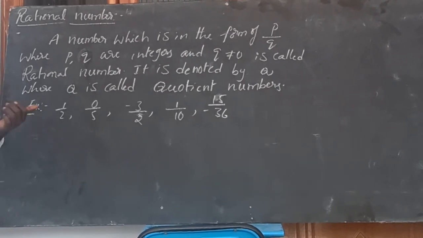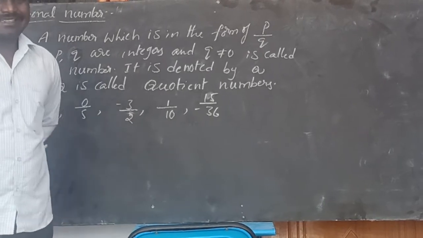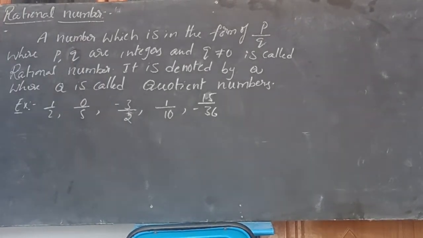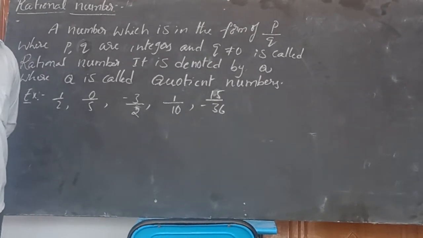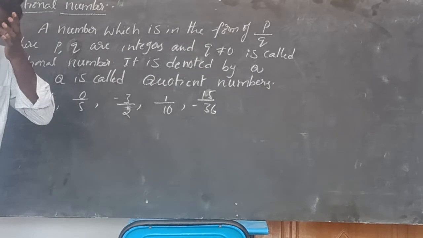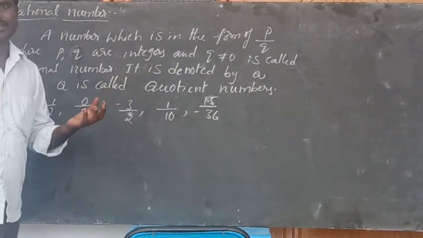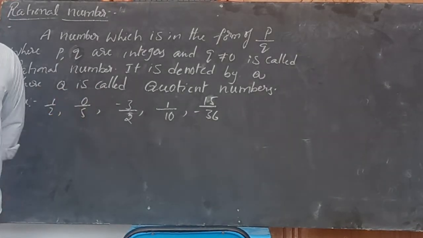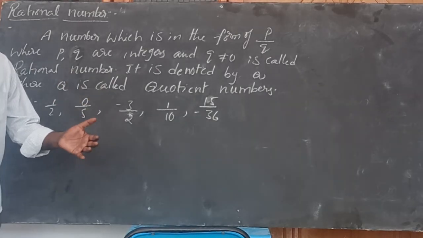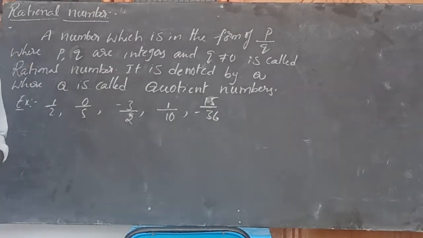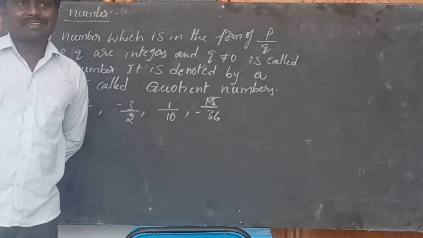They are: first one, natural numbers, next whole numbers, next integers, next rational numbers, next irrational numbers, next real numbers, next complex numbers. Okay, so here natural number. What is called a natural number? The counting numbers are known as natural numbers. Counting numbers means we can count. It is denoted by capital N.